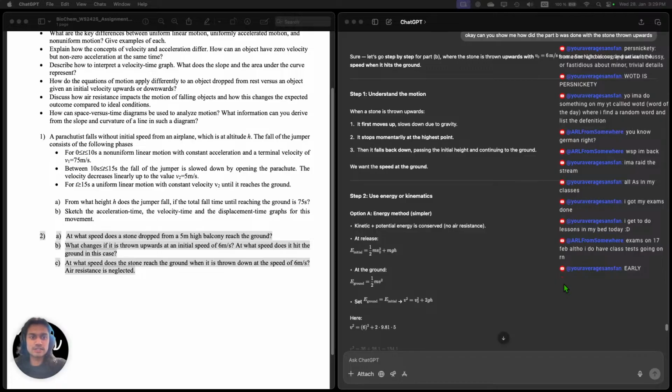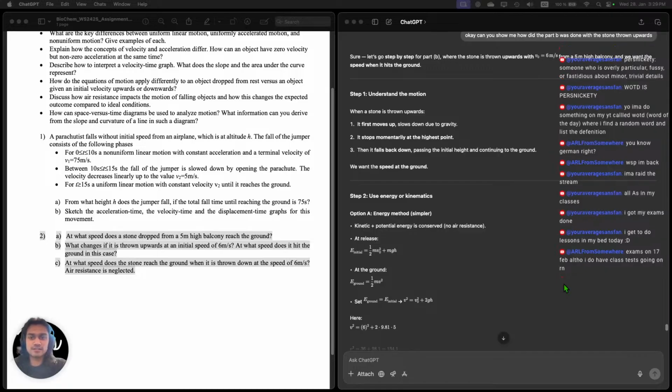Persnickety. Yo, stop being so persnickety. Not gonna lie, that word kinda resonates with me. I do sometimes get a bit fuzzy about particular minor details.